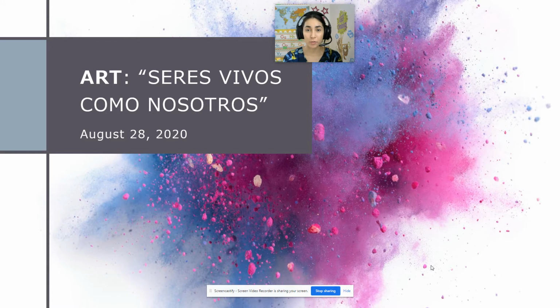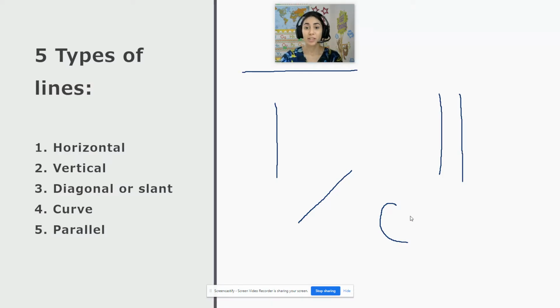Today, we are going to focus on learning about this title right here that says Seres vivos como nosotros. So, basically, we're going to be doing two things today. We're going to be learning about lines. Now, there are a bunch of different types of lines, but today we're going to be focusing on five types of lines.